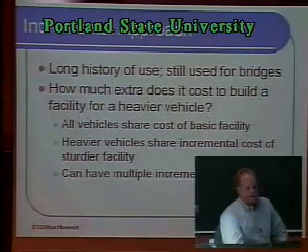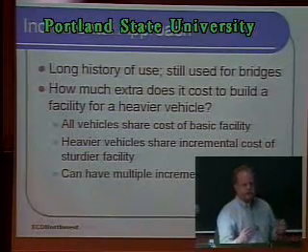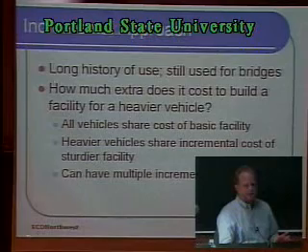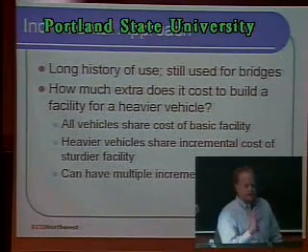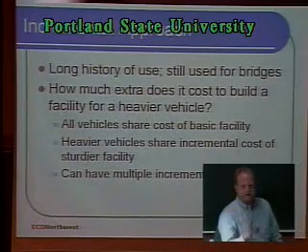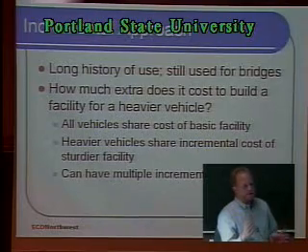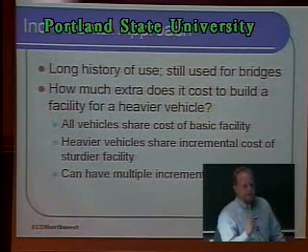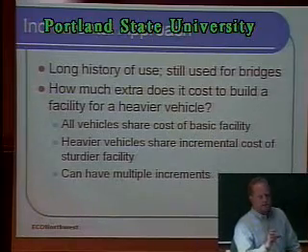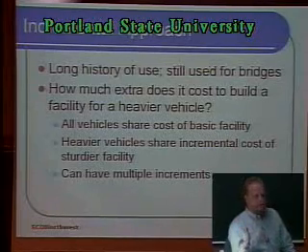The way the incremental cost approach works is you look at the cost of building a structure that will handle your basic vehicle class, and you allocate the costs of that structure to all of the vehicles that use the facility. Then you look at the additional cost of building a sturdier structure that can handle heavier vehicles, and you allocate the increment, the difference between the cost of the sturdier structure and the cost of the basic structure, to those heavier vehicles. And you can have as many different increments as you like.